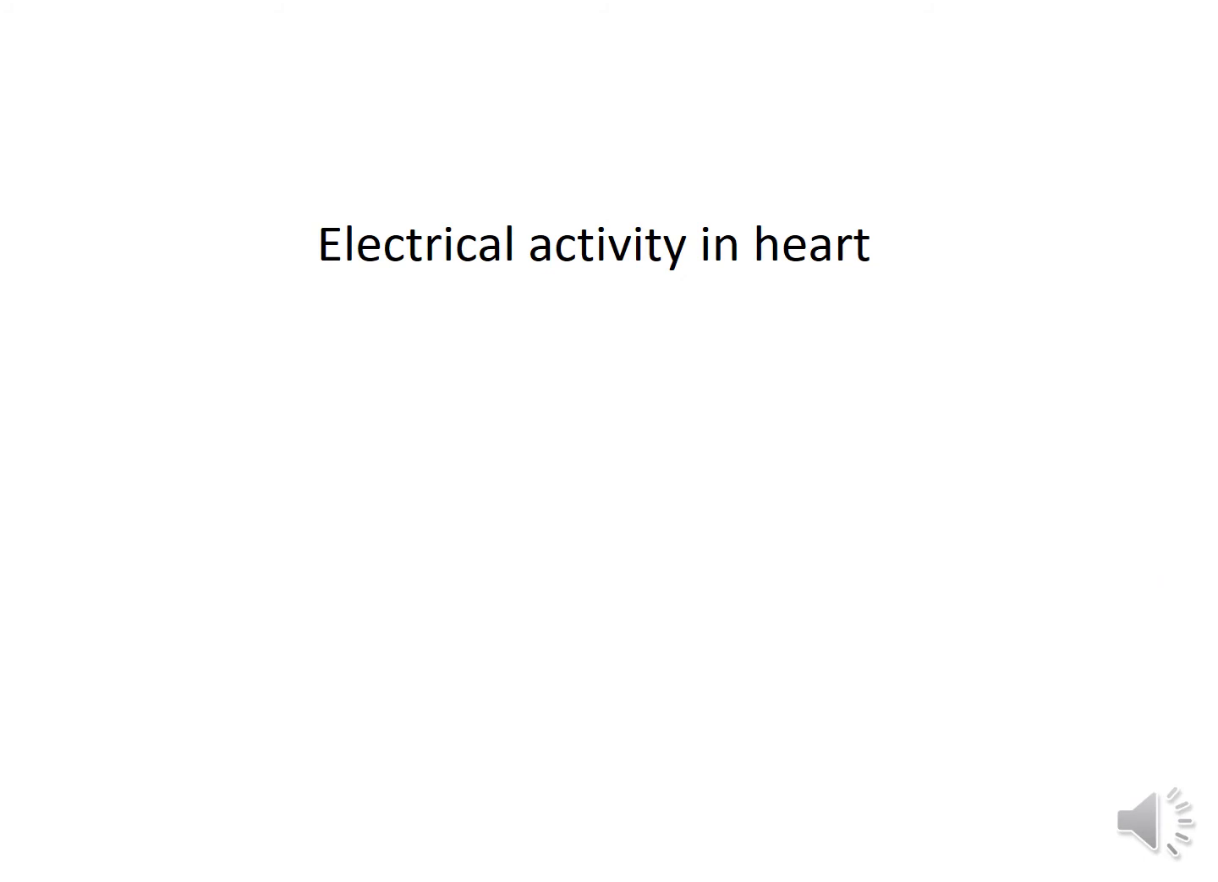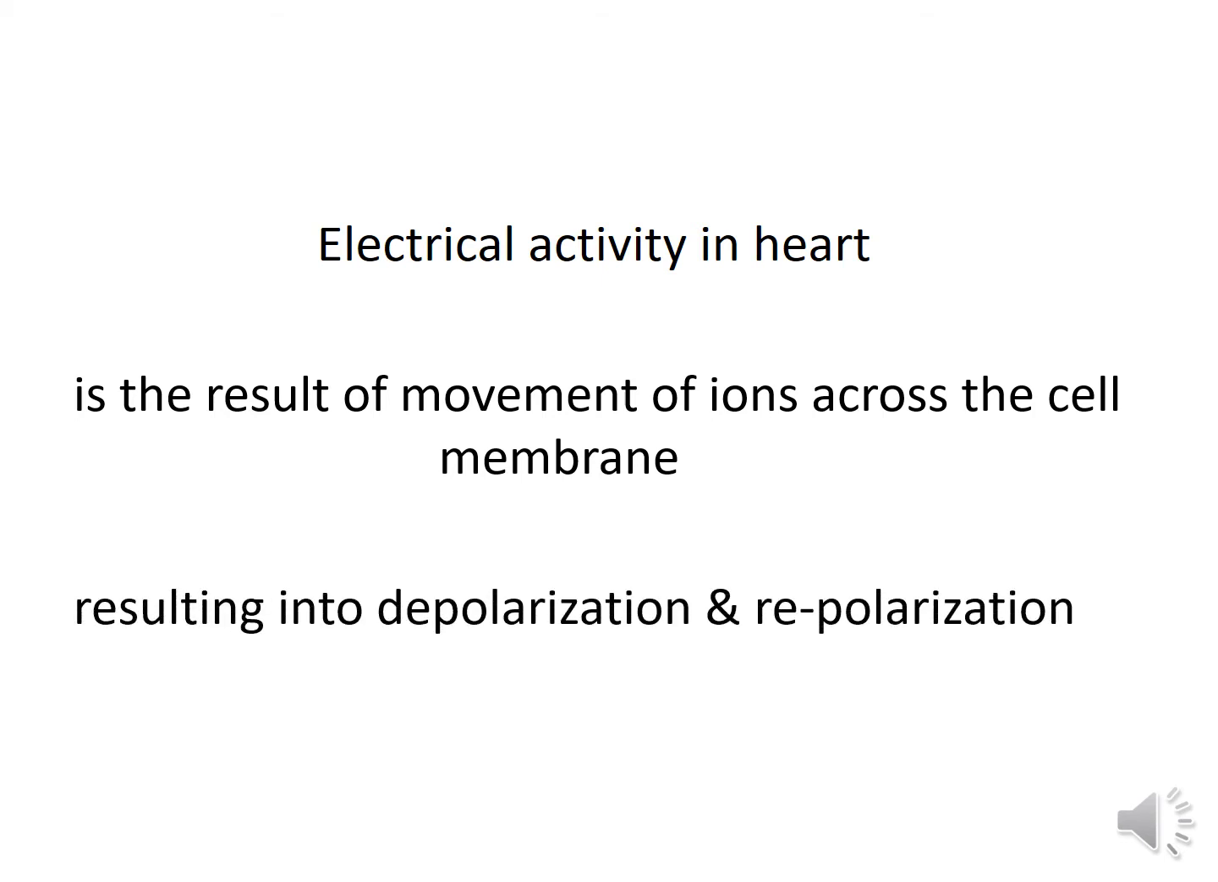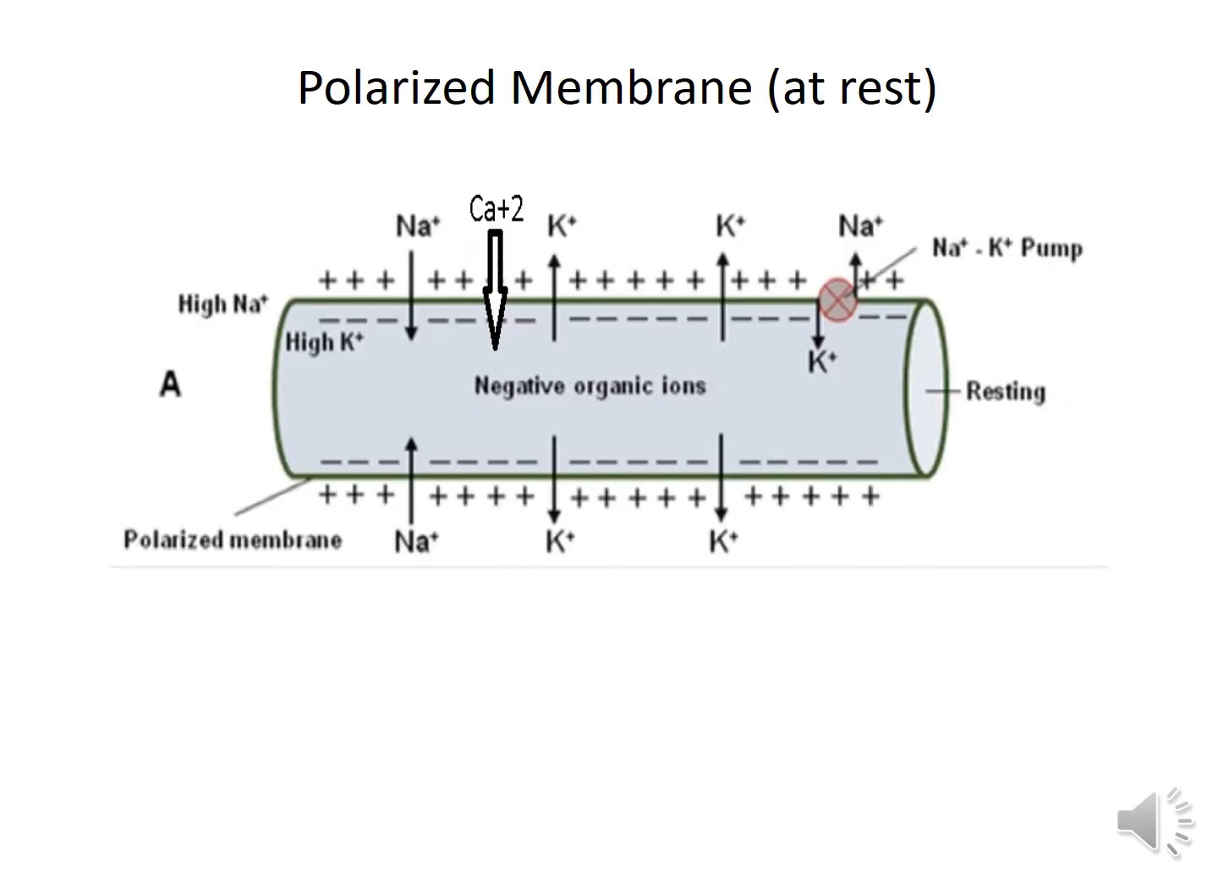Now, electrical activity in the heart is the result of movement of ions across the cell membrane, and this ultimately results in depolarization and repolarization. At rest, the cardiac myocyte membrane is in a polarized condition. So at rest, what is there? It is a polarized membrane. All the cations are on the outer side of the membrane, and anions, or negative ions, are on the inner side of the membrane. So this is a resting polarized membrane.